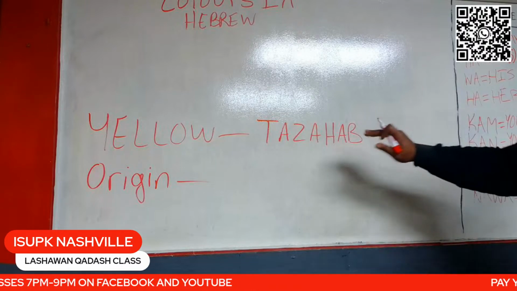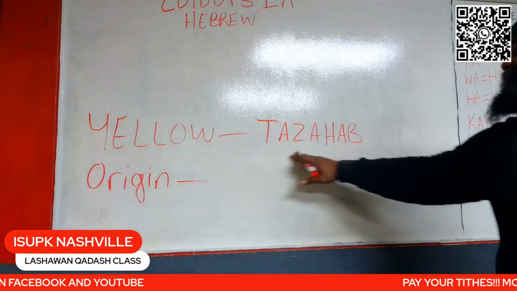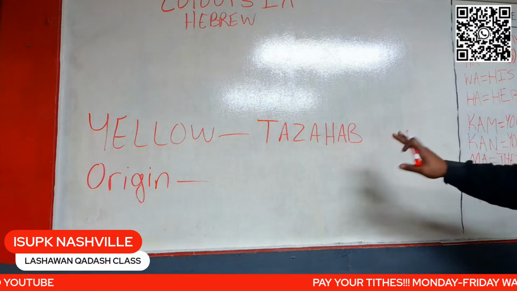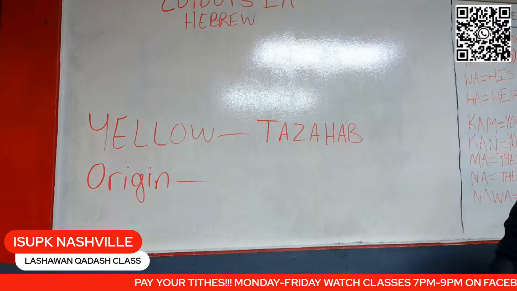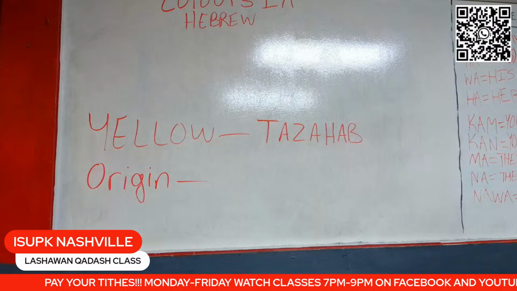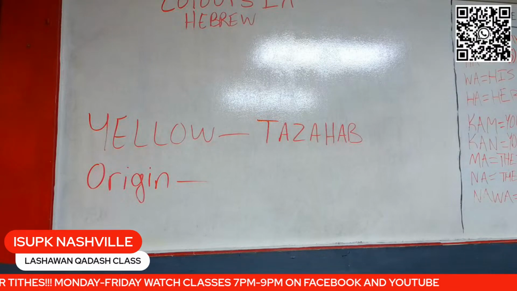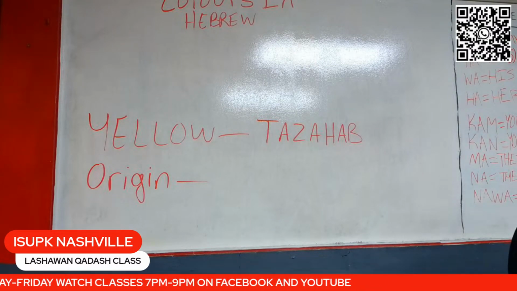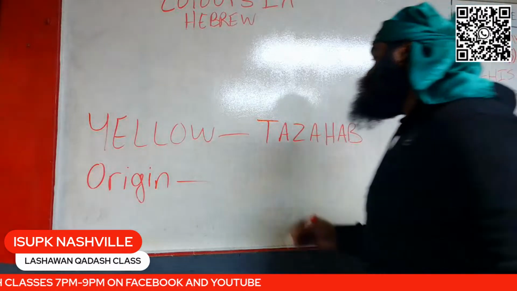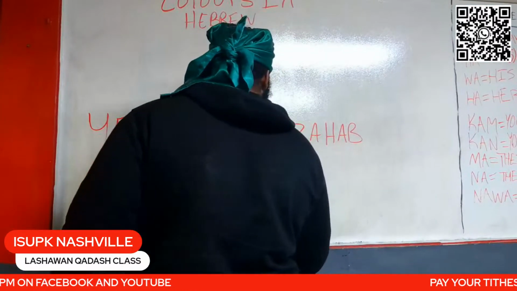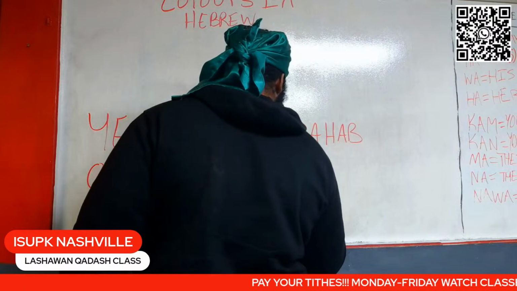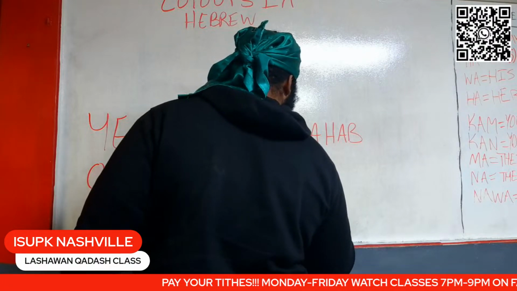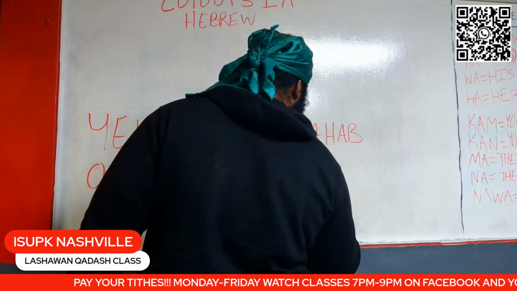So, the word for yellow is Tazaha. This is how you say yellow in the Hebrew. And the origin meaning is gleam or shine.